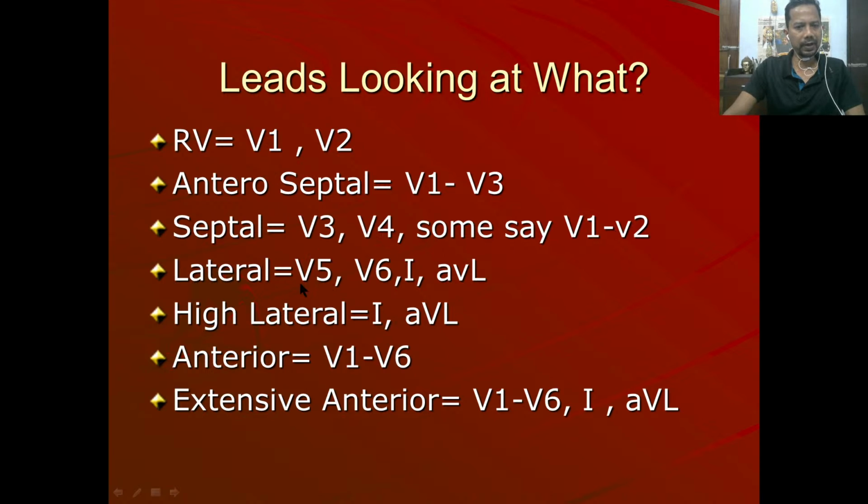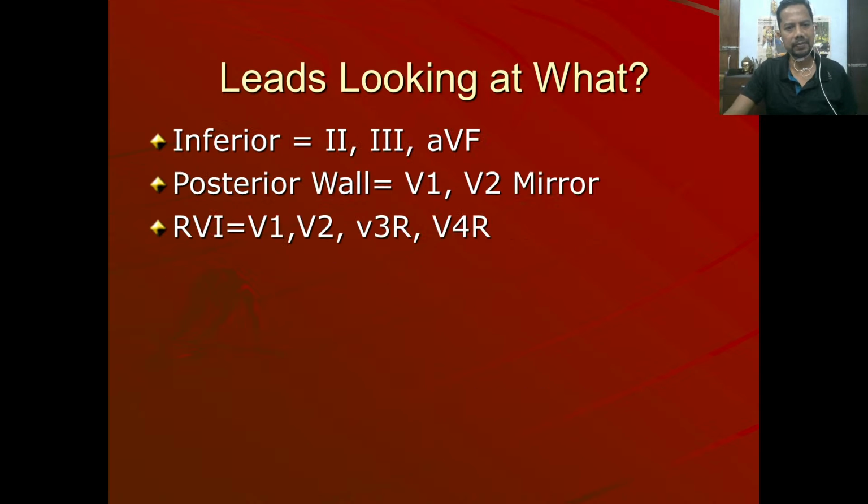Lateral wall is V5, V6, lead 1, AVL. High lateral is just lead 1 and AVL. Other leads will not show any MI changes, only lead 1 and AVL. So that is very high lateral. Remember that circle again. Anterior wall is V1 to V6. Extensive anterior is V1 to V6, lead 1, AVL. So this is for the anterior surfaces.